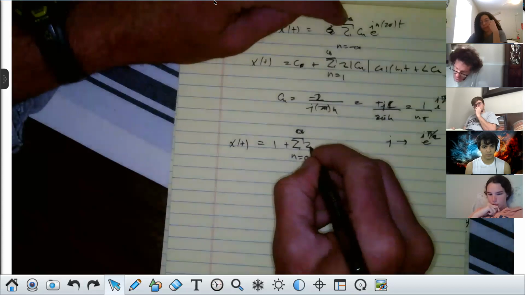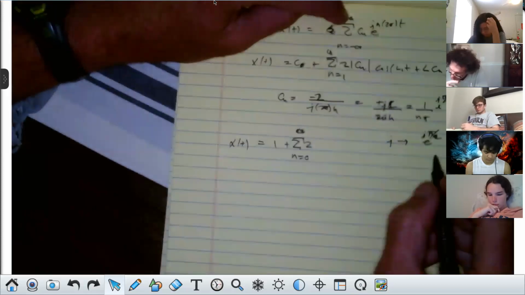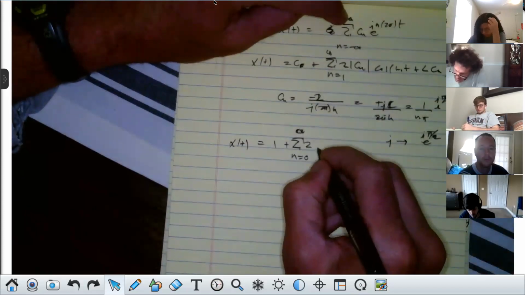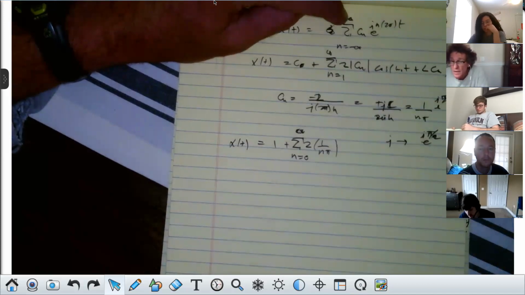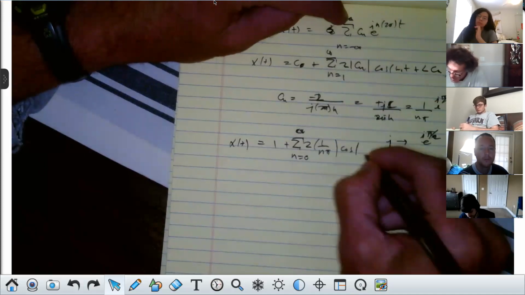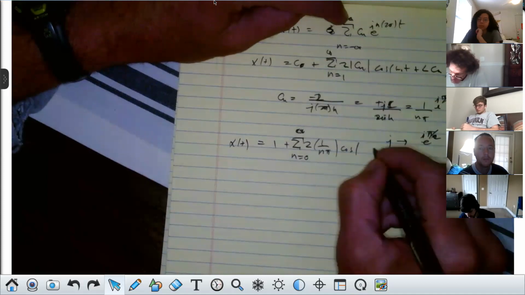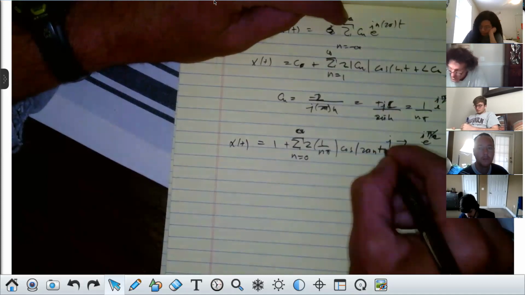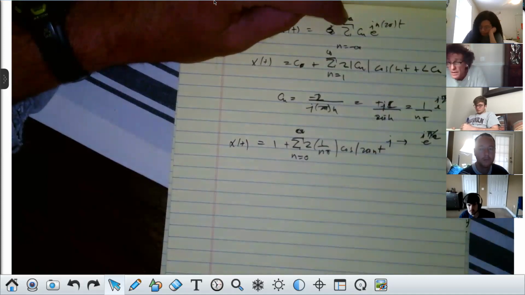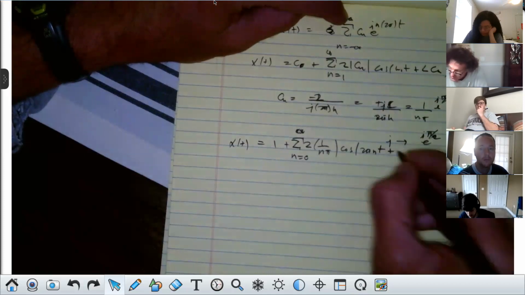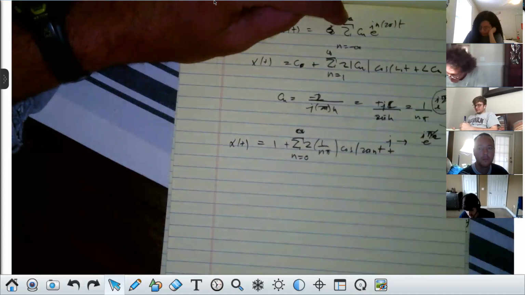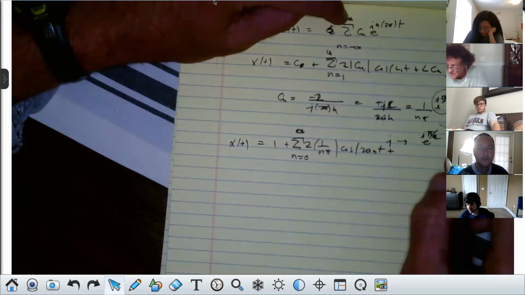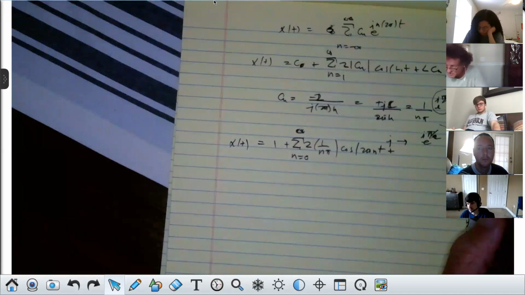Now I have 2 times the magnitude of C of n. Well, the magnitude is just 1 over n pi, correct? And then it's times cosine of omega naught, which is 2 pi nt, plus the phase angle. What's the phase angle of this? e to the j pi over 2. 90 degrees. The phase angle is pi over 2.